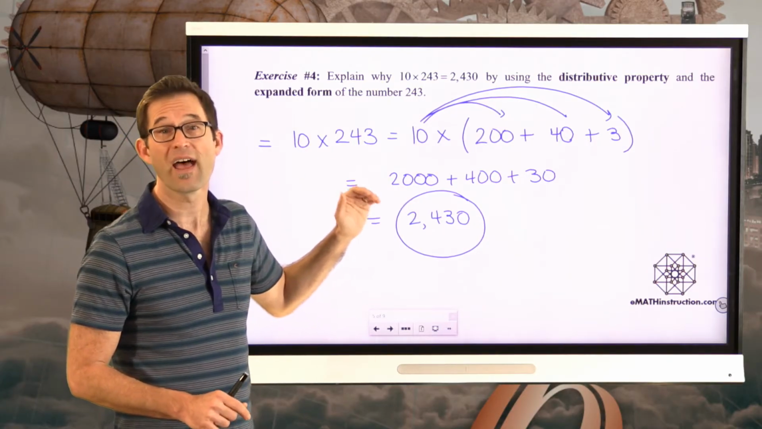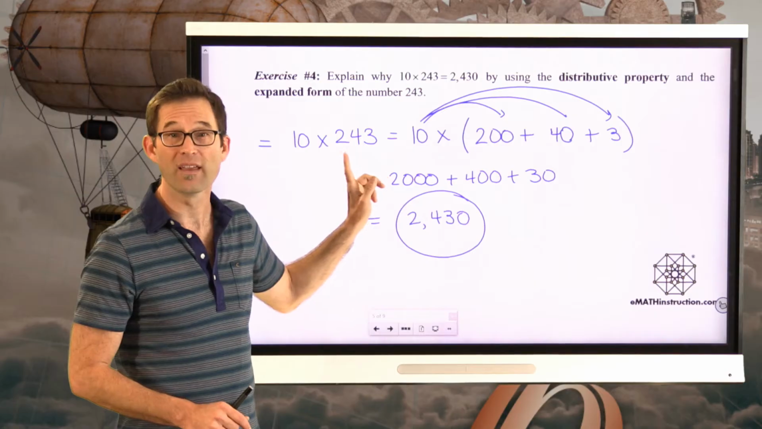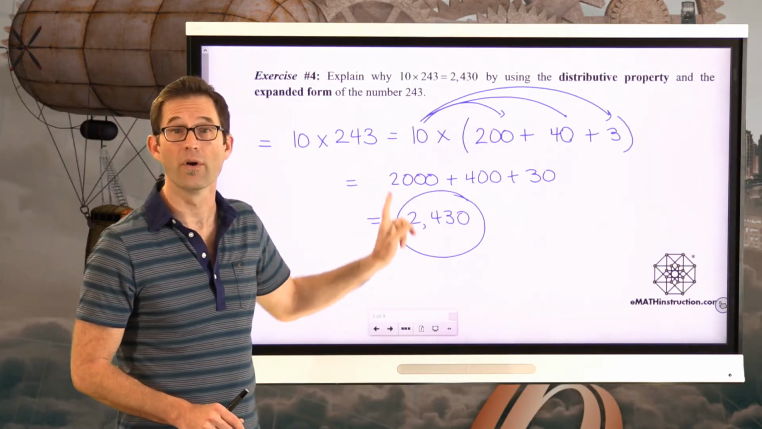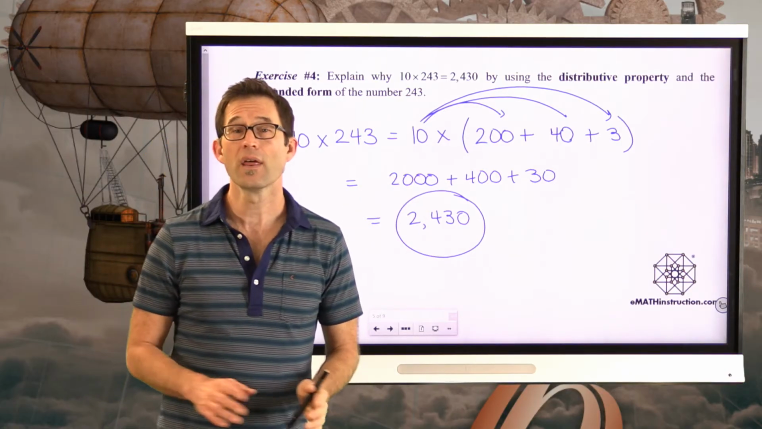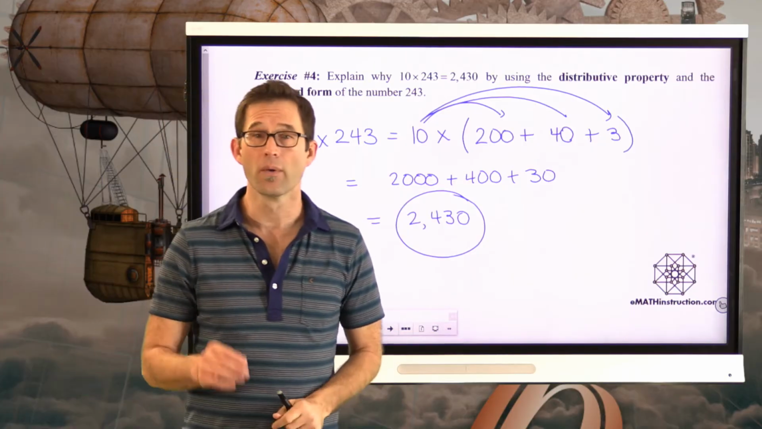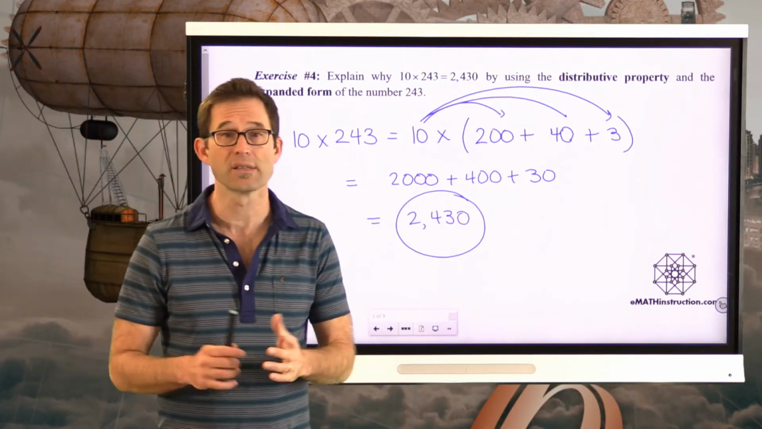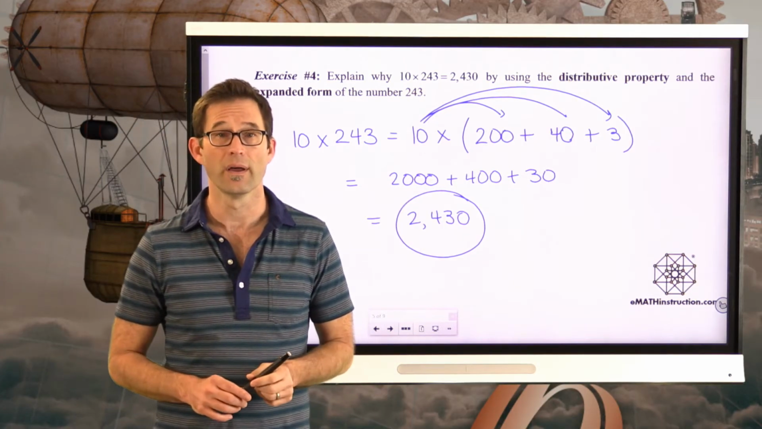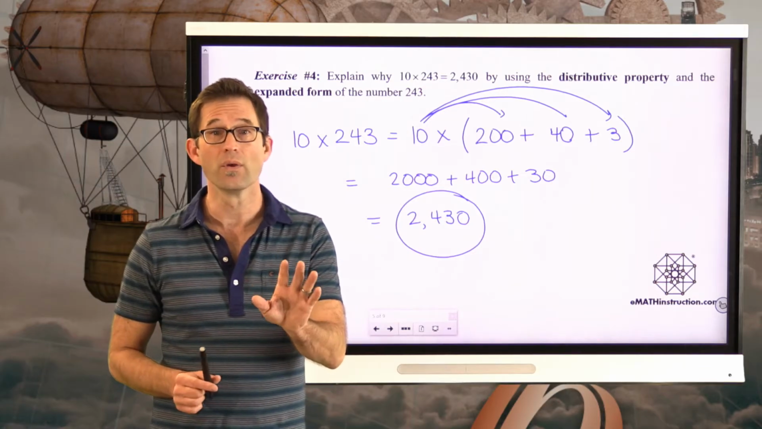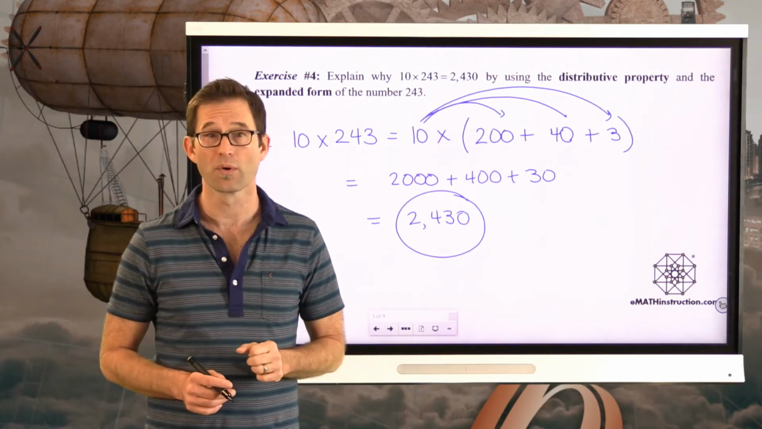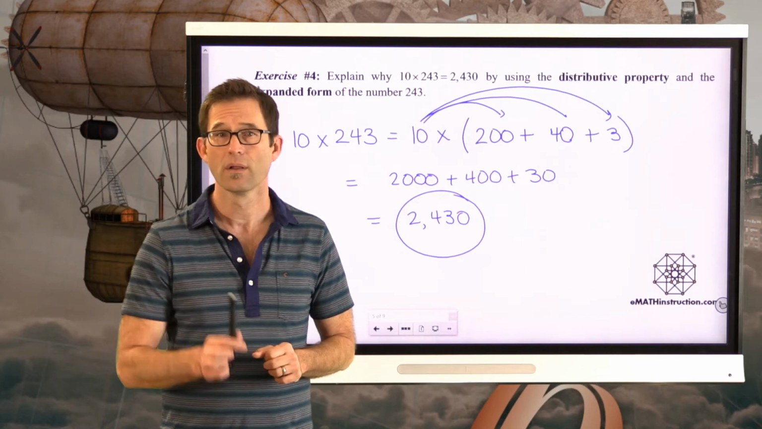All right? That has the effect then of making it into 2,430. Now, at the end of the day, if you're saying to yourself, look, I just know that when I multiply 243 by 10, I slap a 0 at the end, that's fine, all right? Because we want you to know that. But this is why it works, okay? Let's keep moving on.